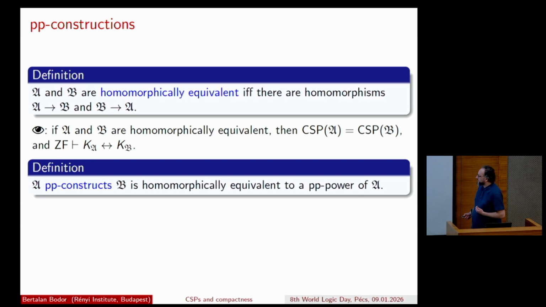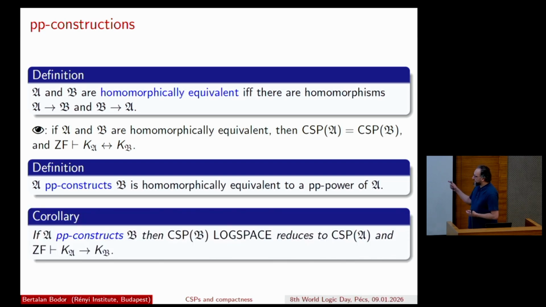PP construction means that we combine the two things. A structure PP constructs another one if it's homomorphically equivalent to a PP power of the structure. And it turns out that you can compose this, for non-trivial reasons, but you can do this. And here I put this as a corollary: even for PP constructions, we have this log space reduction and this implication between the compactness principles, for the exact same reason.